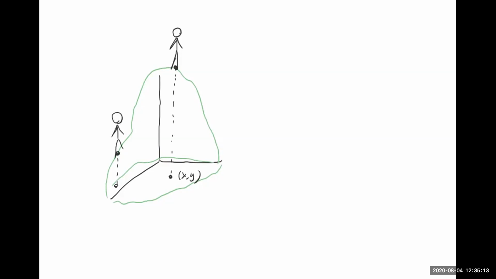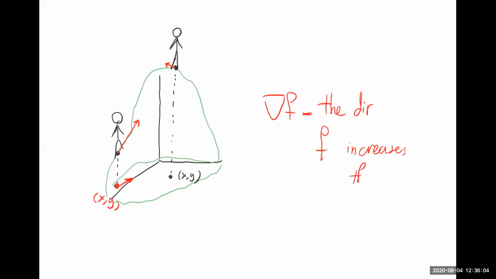Now look at the direction which, if you walk in that direction, you have the maximum slope. So for example, here, if this person goes towards this direction, the height would change the most. That would be the direction which, if the person walks in that direction, the height would increase the most. The gradient of the function is actually that direction. The gradient of the function is the direction in which f increases the most, if that person walks in that direction.